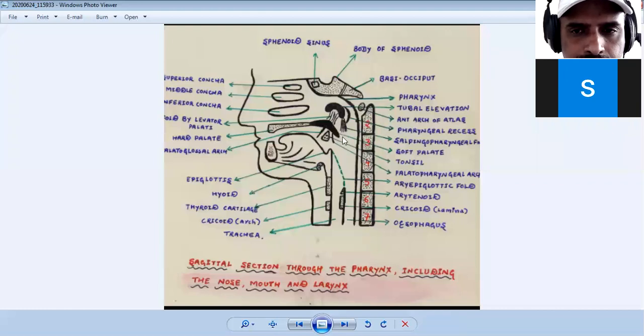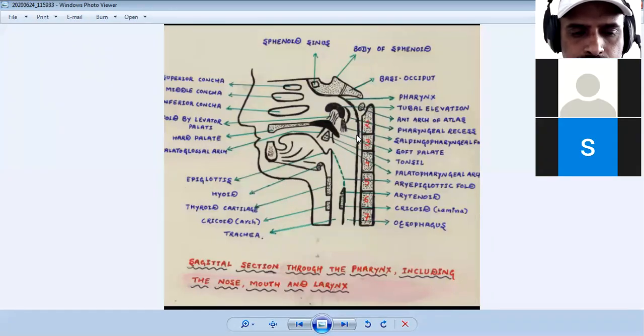Then inferiorly, it communicates through the pharyngeal isthmus. This isthmus runs from the lower border of the soft palate to the posterior wall of the pharynx. That we call the nasopharyngeal isthmus. That you have to remember: soft palate to the posterior wall of the pharynx. Then laterally, we have the lateral wall of the pharynx. We have the opening of the auditory tube here.